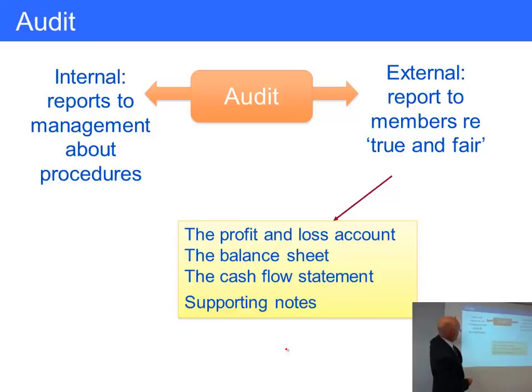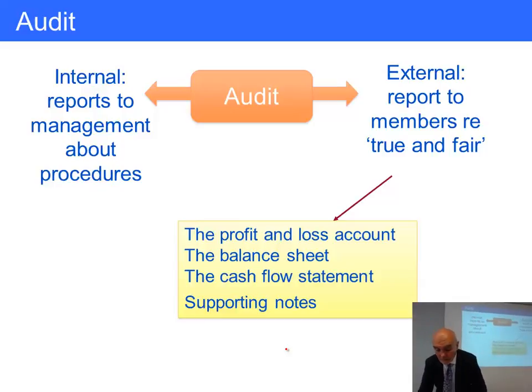And what they do, first of all, is they report to the management of the company saying that the way you record your financial transactions perhaps isn't very good in this area, or that there's nobody who is authorizing overtime payments, so there's nothing to stop overtime being paid too much. So they report internally, but probably their major function is to report externally to the members of the company, members as the shareholders of the company, reporting that it is true and fair, that the financial statements basically have no material misstatements in them.